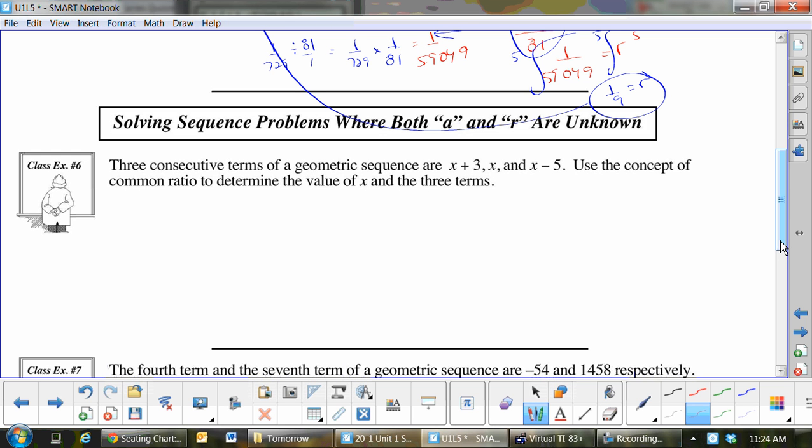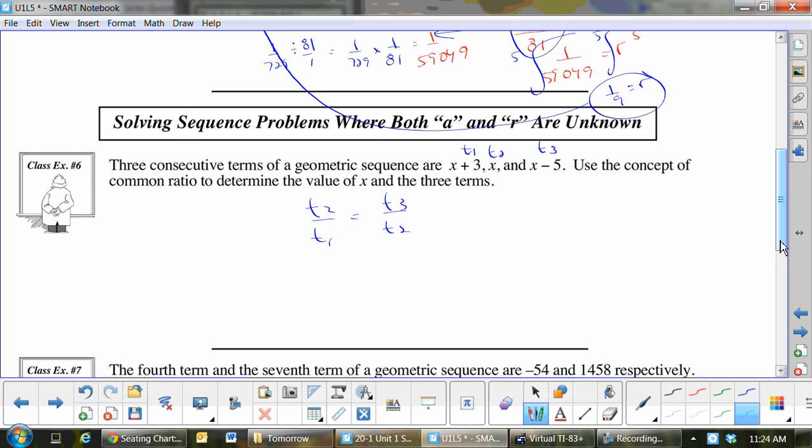So if this is T1 and this is T2 and this is T3, is it not fair to say that T2 over T1 is the same thing as T3 over T2? Because T2 over T1 is R, T3 over T2 is R, must equal R, so that's safe to say.